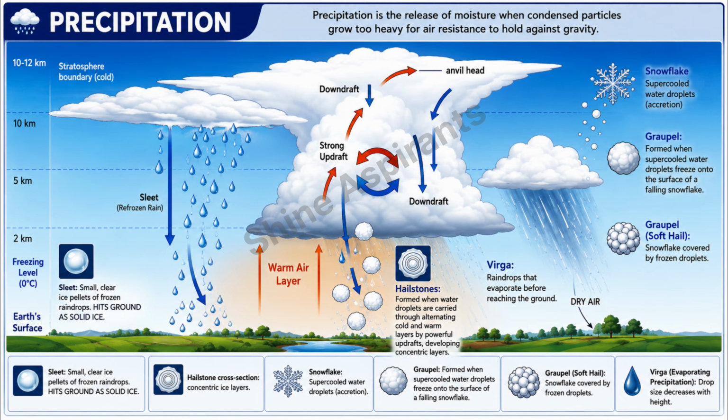Snowflake covered by frozen droplets. Sleet, refrozen rain, small, clear ice pellets of frozen raindrops. Hits ground as solid ice. Virga, evaporating precipitation, raindrops that evaporate before reaching the ground. Drop size decreases with height.